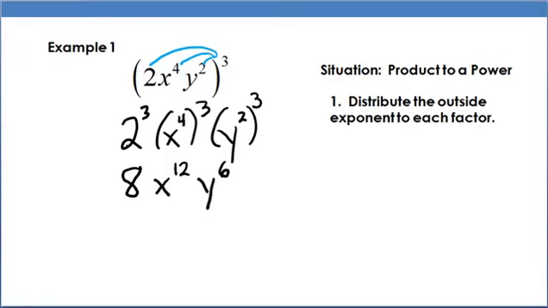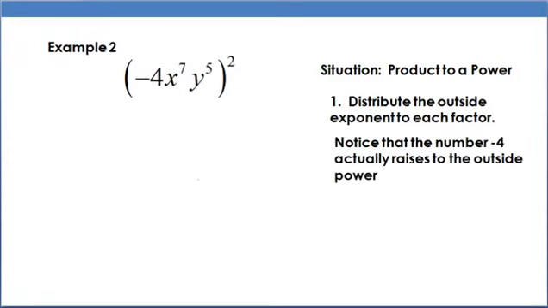But notice for the 2 to the 3rd, the 2 actually just raised to the 3rd power. It was not an exponent to an exponent. It was just a base to a power. That power to a power is for an exponent to a power. Let's look at another example.